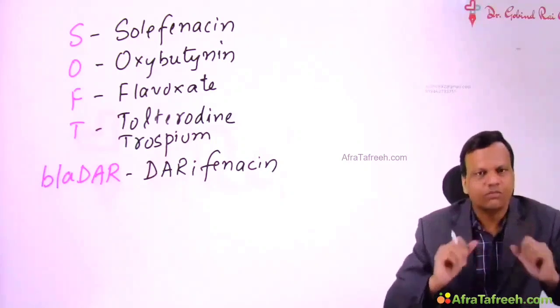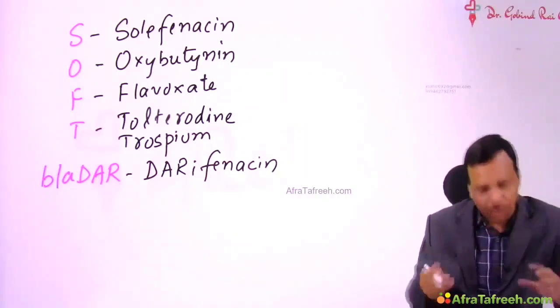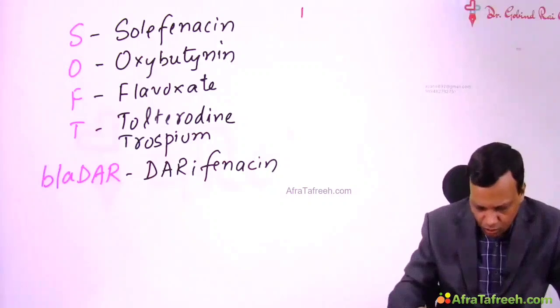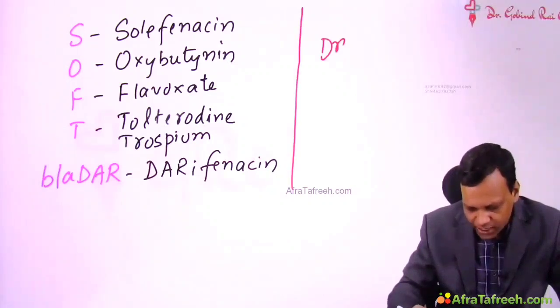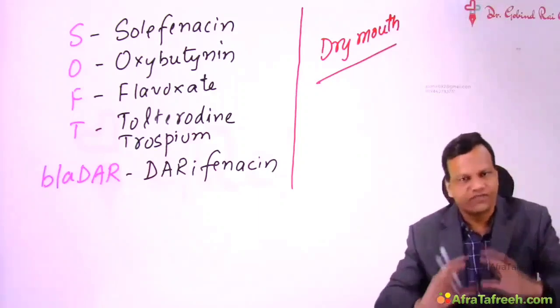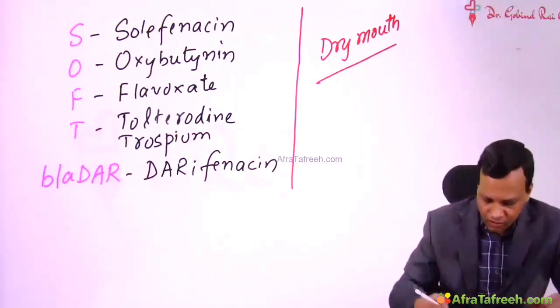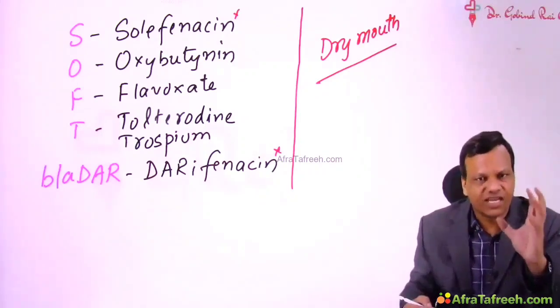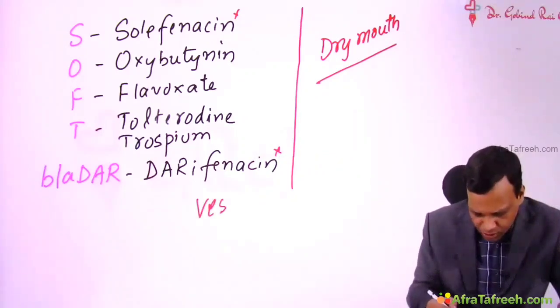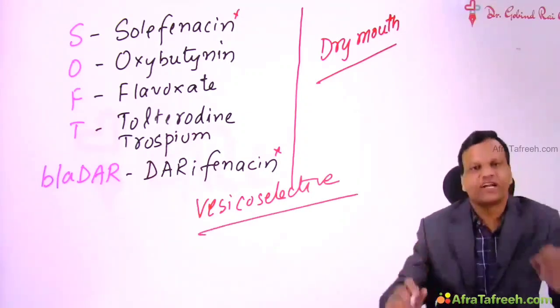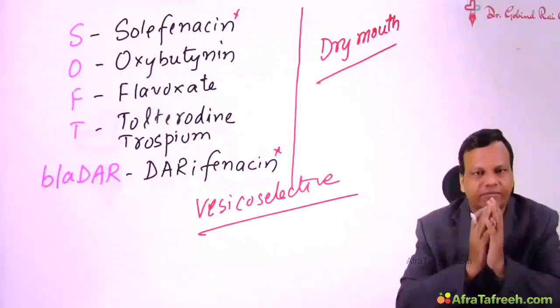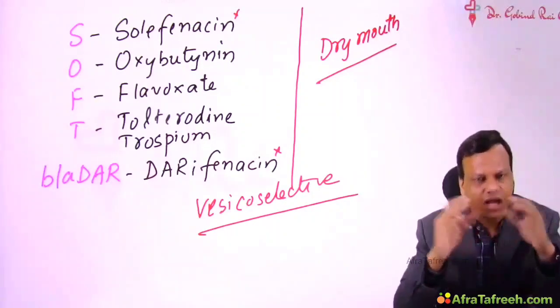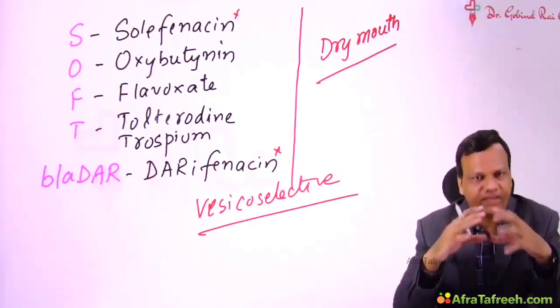Now, important points to remember about these drugs. Because they are anticholinergic drugs, all of them can cause a dry mouth as a side effect. So dry mouth or xerostomia is the adverse effect of all of them. Solifenacin and darifenacin are maximum vesicoselective. That means although they block the M3 receptor, they have maximum effect to block M3 in the urinary bladder. So the most vesicoselective are solifenacin and darifenacin.